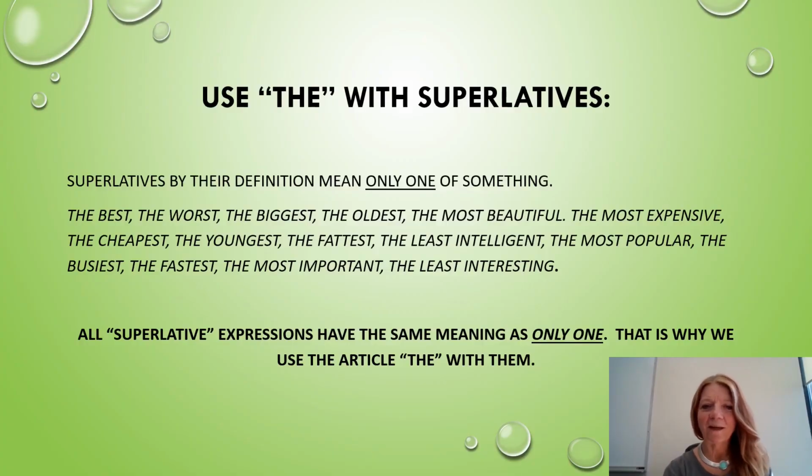So the article the is getting a lot of attention here, but we use the with superlatives, and a superlative by definition means only one of something. So it goes back to that whole unique, right? The best, the worst, the biggest, the oldest, the most beautiful, the most expensive, the cheapest, the youngest, the fattest, the least intelligent, the most popular, the busiest, the fastest, the most important, the least interesting. All superlative expressions have the same meaning as only one, and that is why we use the article the with them.